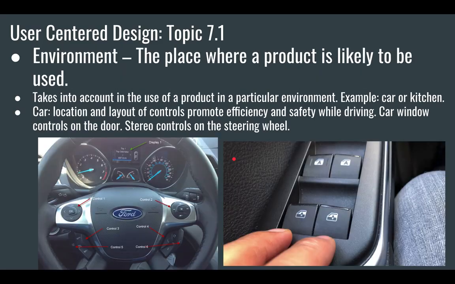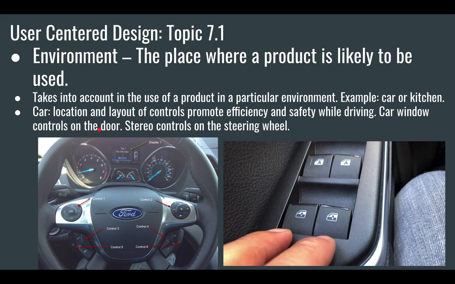All right, the environment in which a product is being used is also something that we need to pay attention to. So environment is the place where a product is likely to be used. And as UCD designers, we need to take into account the use of the product in a particular environment. So for instance, a car or a kitchen. Let's look at a car in particular. The location and layout of controls promote efficiency and safety while driving.